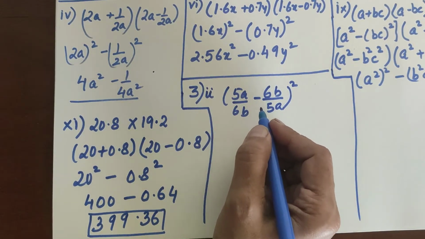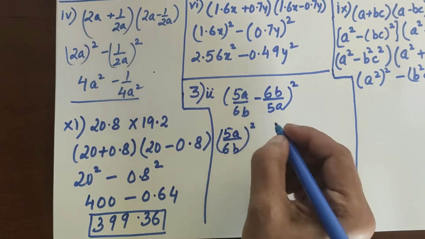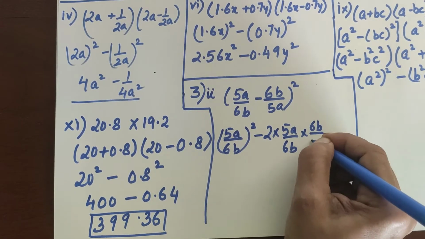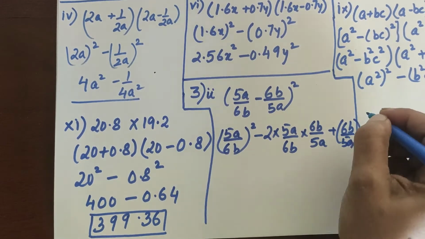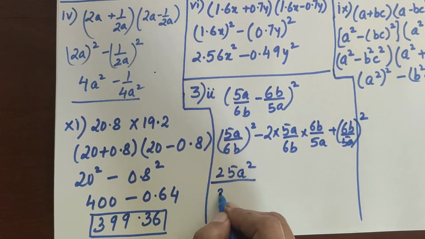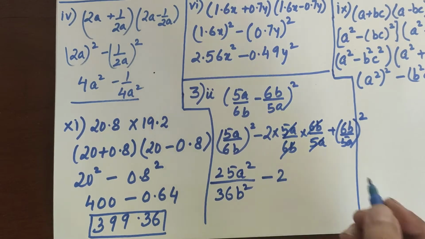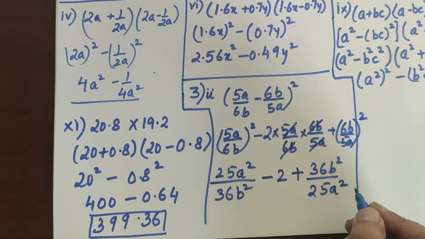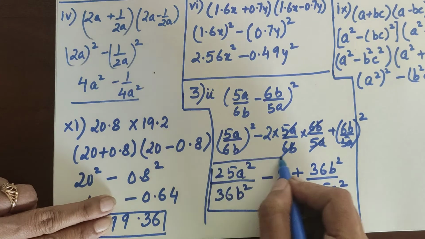We have to find the square of this. Now you have to apply the a minus b whole square formula, which is a square, so 5a upon 6b whole square, minus 2 into a, which is the first term, into b, which is the second term, plus the square of the second term. Now 5a squared is 25a square upon 36b square. This gets cancelled. So it is minus 2, and here it is 36b square upon 25a square. So this will be your answer. After this we can't solve any further. So this is your answer.